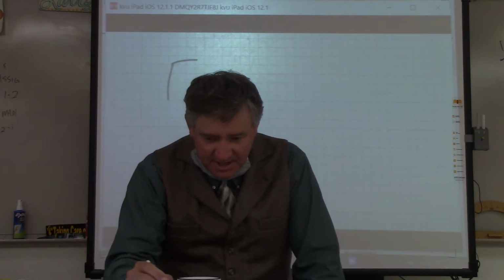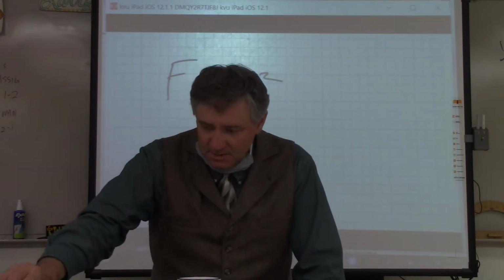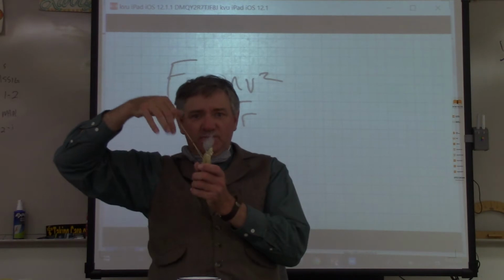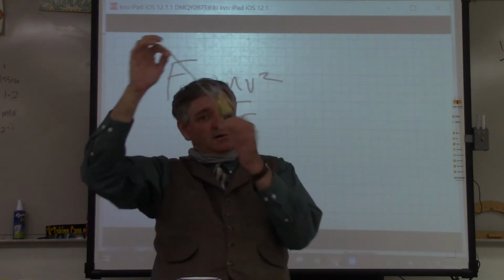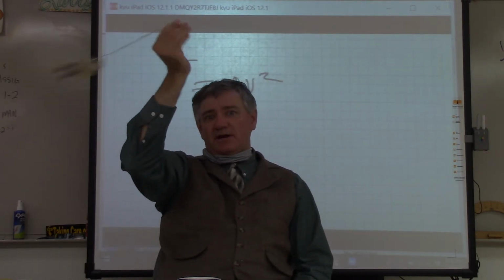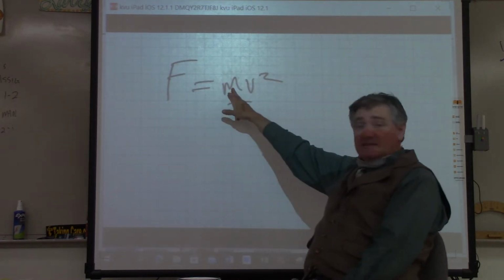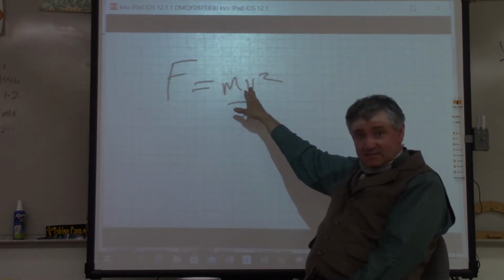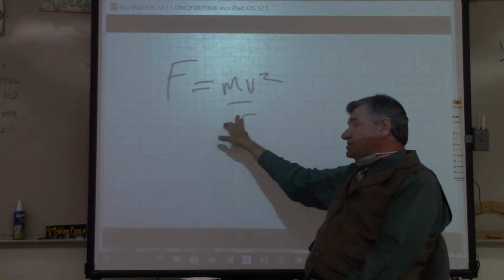So the question was asked, you have F equals mv squared over r. This relates to having something move in a circle. In this case, here's an Albert Einstein action figure, and we're going to swing Albert Einstein around over my head. So this would be the mass of Al, how fast he's going, and this is going to be the radius. So you have 3 variables: mass, velocity, and radius.